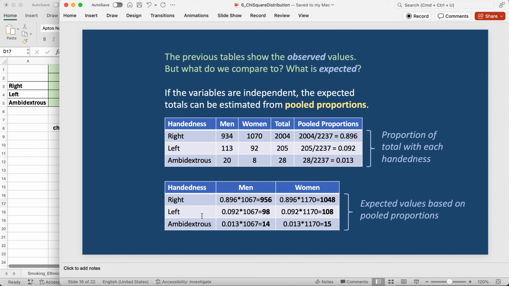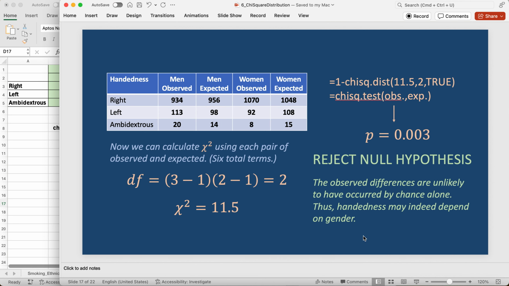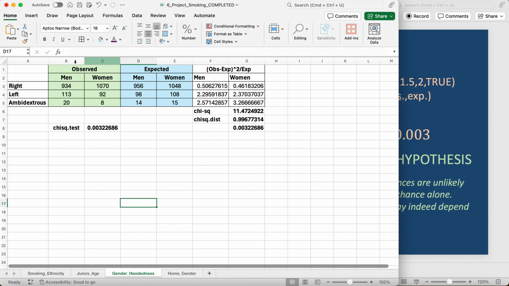And so we do that for each of these handednesses, and that gives us our expected values that we can compare then to the observed. So this is the table with all that data in there. So observed expected for men, observed expected for women. And I'm going to switch over to the Excel version of this, which is organized a little bit better. So we have the observed over here and the expected over here.